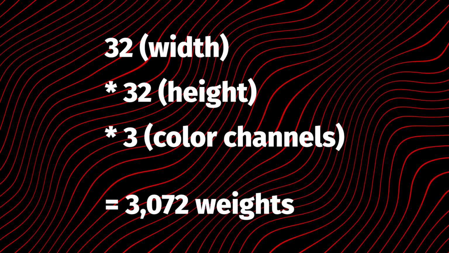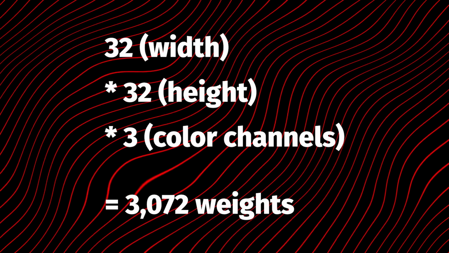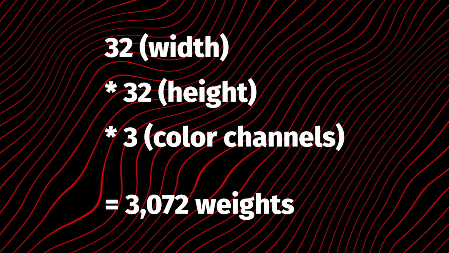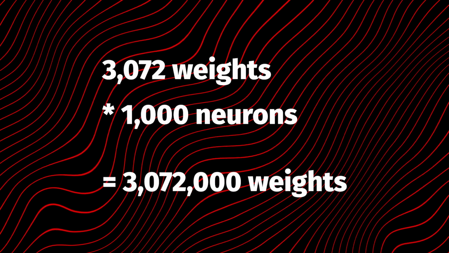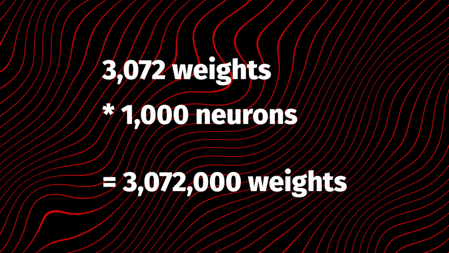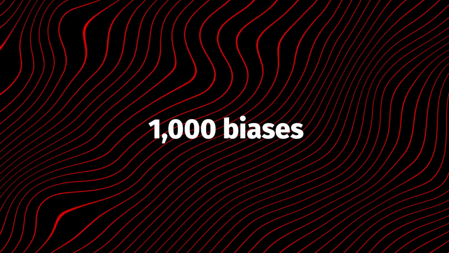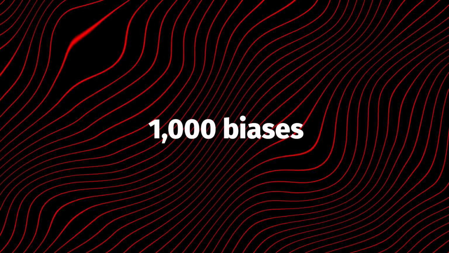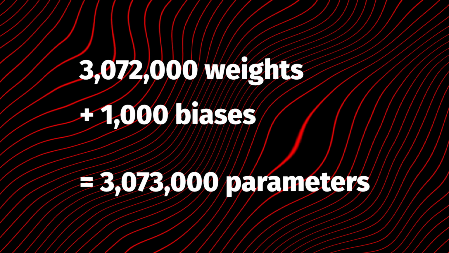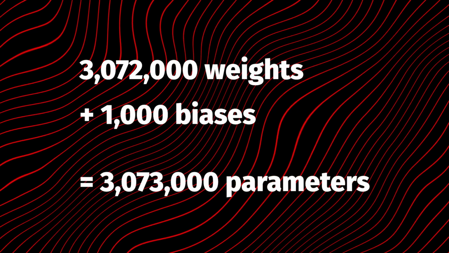Now let's talk about parameter efficiency. Consider an input volume of 32 by 32 by 3 in a fully connected layer. If the next layer has 1000 neurons, each of those neurons would need to connect to every pixel in the input volume. The total number of connections, or parameters, required would be, for each neuron, 32 width times 32 height times 3 color channels, which is 3072 weights. For 1000 neurons, this becomes 3,072,000 weights. Additionally, each neuron has one bias term. For 1000 neurons, 1000 biases. The total number of parameters would be 3,072,000 weights plus 1000 biases, which is 3,073,000 parameters.